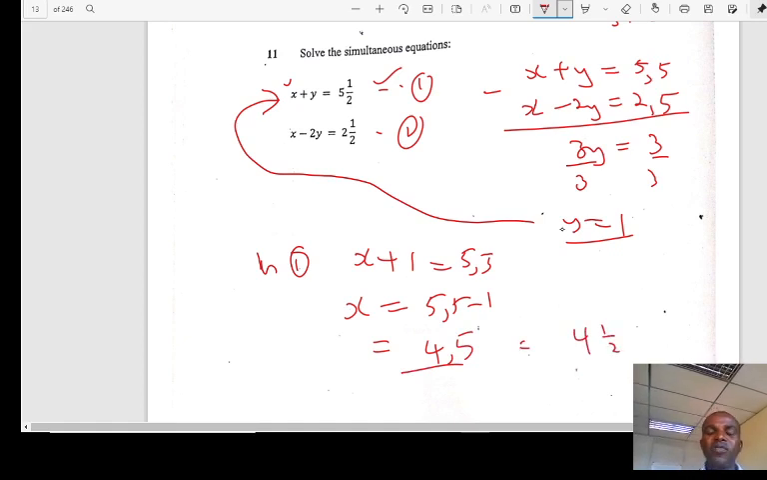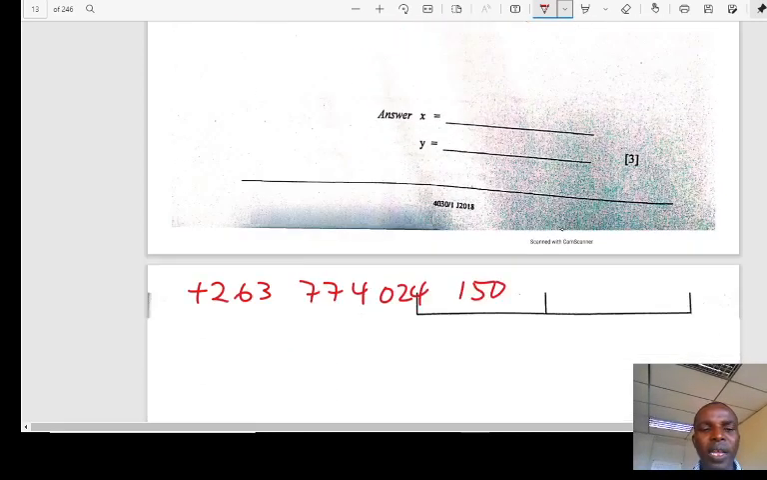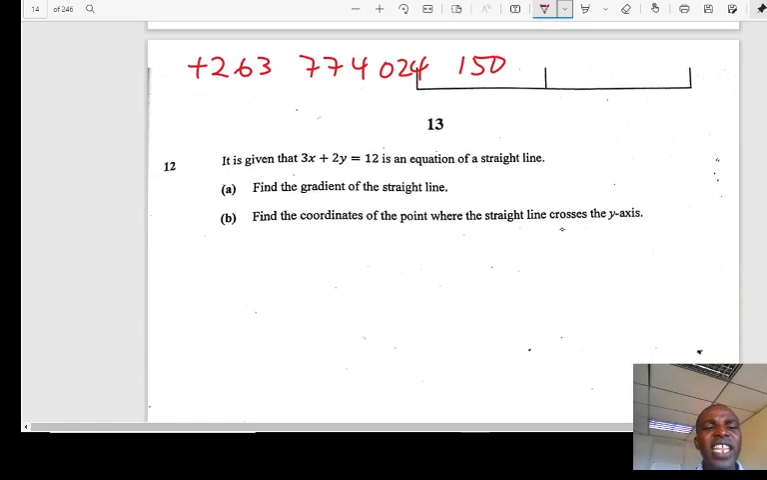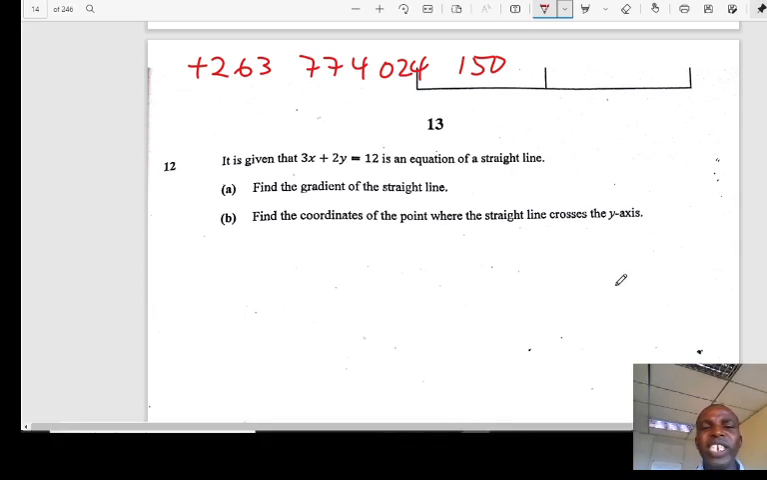So x is 4.5 and y is equal to 1. Easy. Right, next, question number 12. It is given that 3x plus 2y is equal to 12, is an equation of a straight line, then find the gradient of the line in this case.